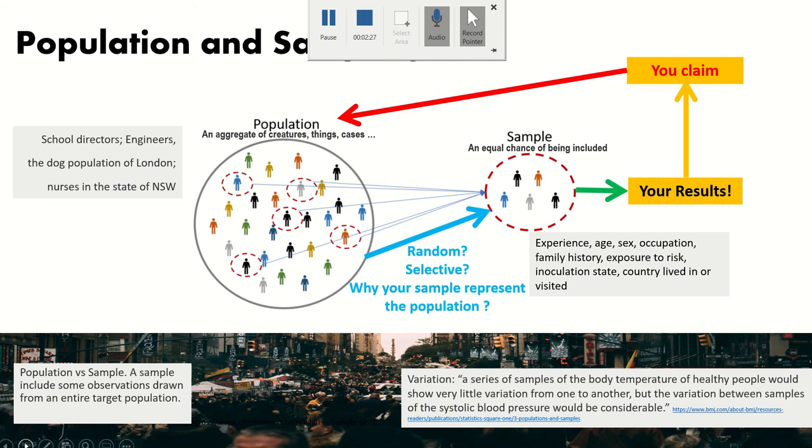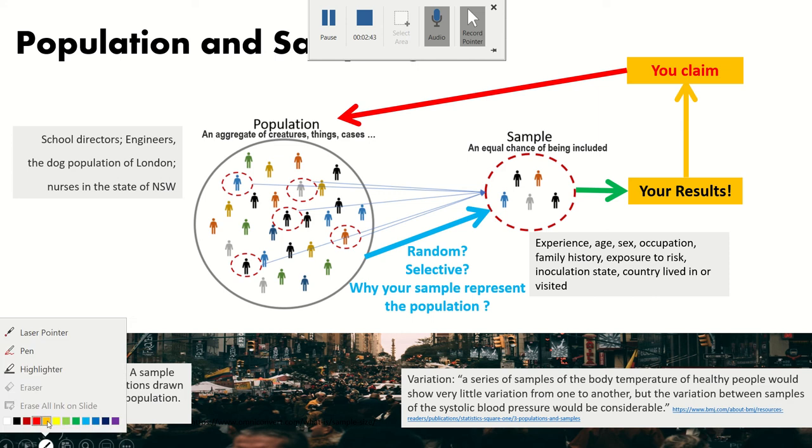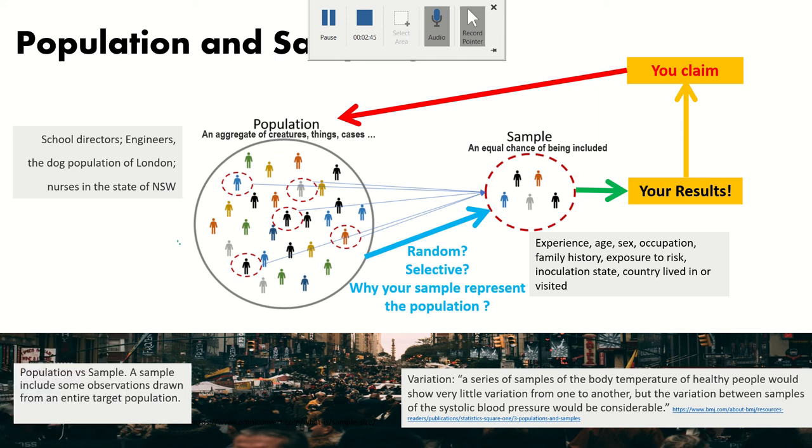In this section, I'm going to talk about sampling and population itself, because this is one of the most important parts of the method chapter. First of all, you need to talk about the population. So this is your population. You're going to talk about a specific group of people, specific experts like school directors, engineers, the dog population of London, or nurses who are working in a specific state. So you're going to focus on that specific population.